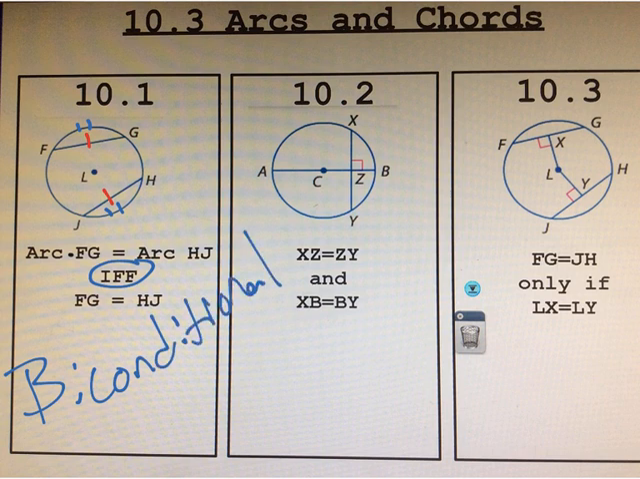Now, 10.2 says that if this is perpendicular, then it's going to mean that xz and yz are equal, but also arc xb and by are equal. And then 10.3 talks about fg, which is this distance, and jh, this distance, being equal only if these parts here are the same distance from the center points.